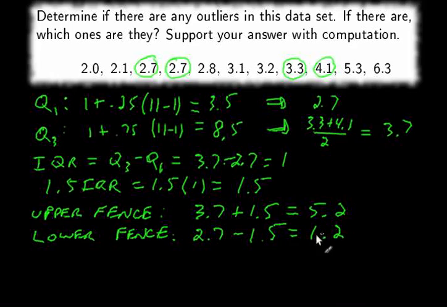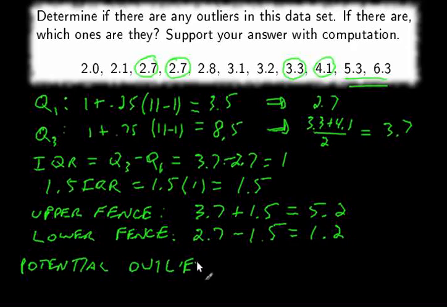So we don't have anything less than 1.2 in the data, so there are no outliers on the low end. However, we do have some numbers greater than 5.2. So these potential outliers are 5.3 and 6.3, because they're more than 1.5 IQRs above Q3.